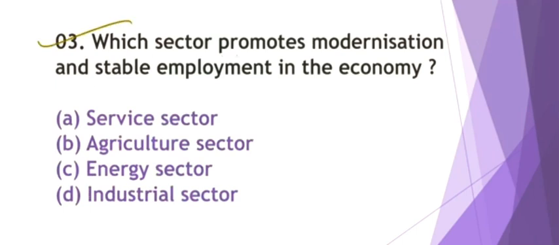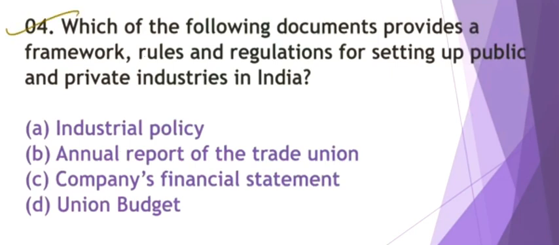Question number 3. Which sector promotes modernization and stable employment in the economy? Option number D, industrial sector. Question number 4. Which of the following documents provides a framework, rules and regulations for the setting up of public and private industries in India? Option number A, industrial policy.